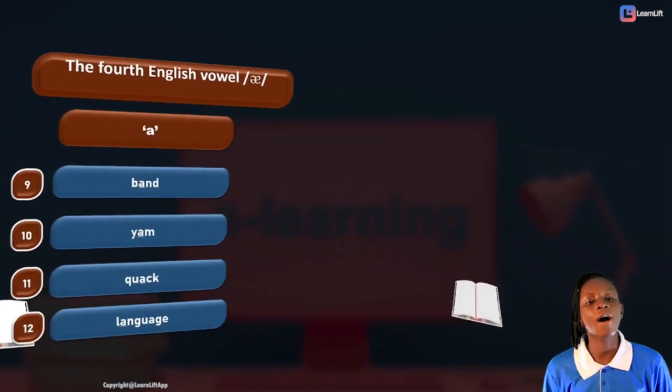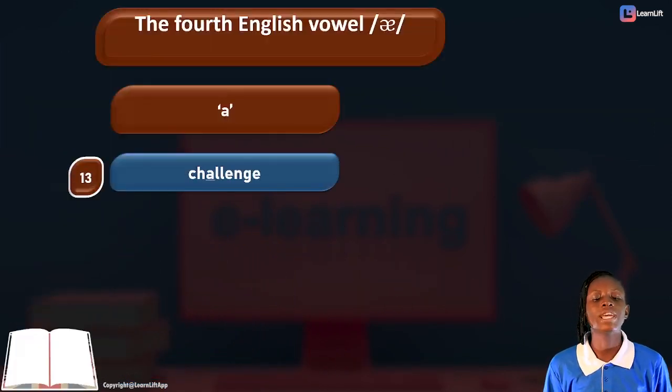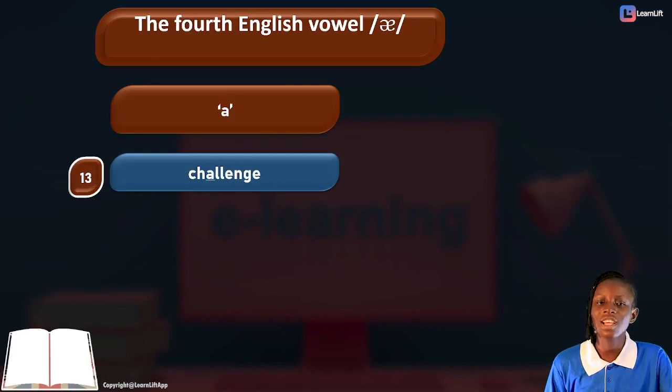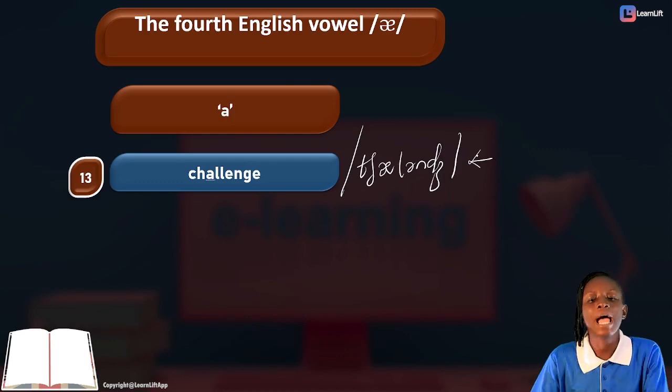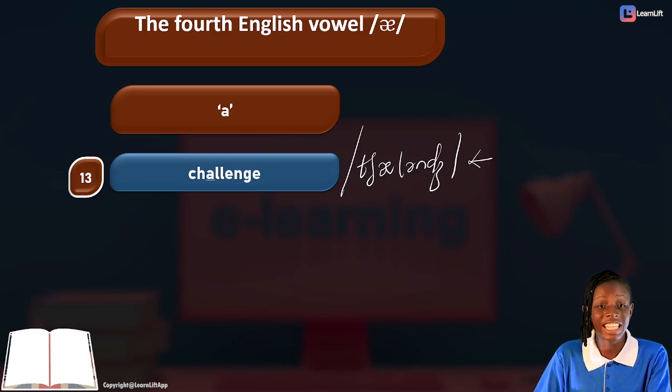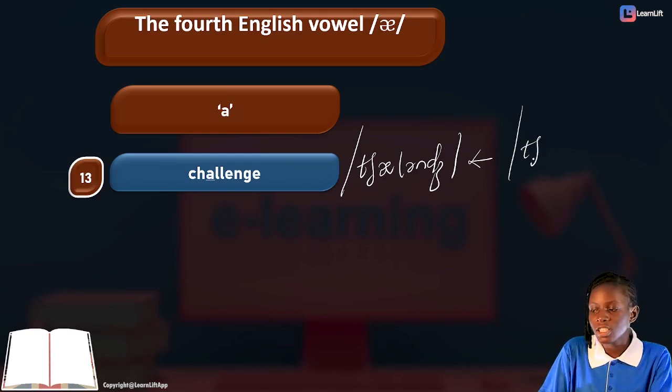Okay. Next we have our next example to be challenge. Now let's transcribe our challenge together. We have it to be challenge. Okay. And some IPA. Now what's IPA? IPA means International Phonetic Alphabet. We'll transcribe our challenge to be challenge. So we have this for that.